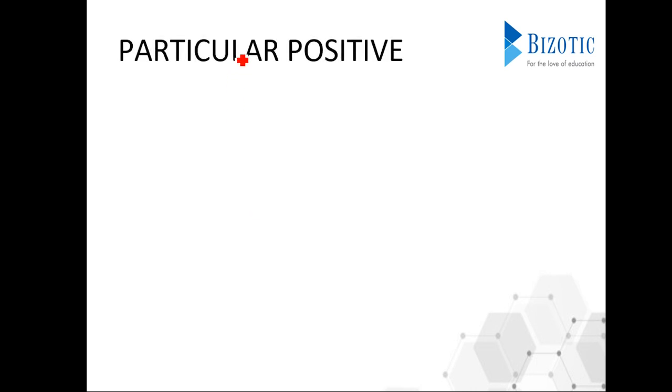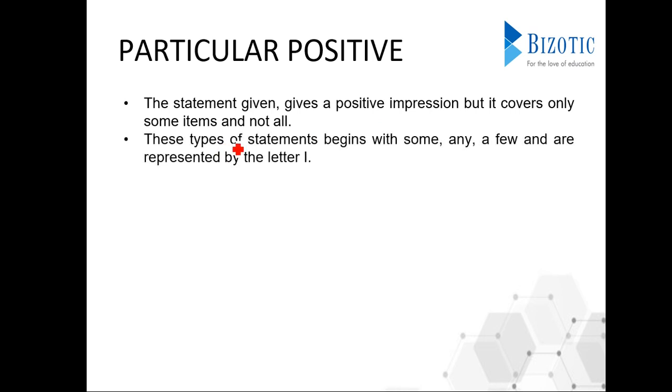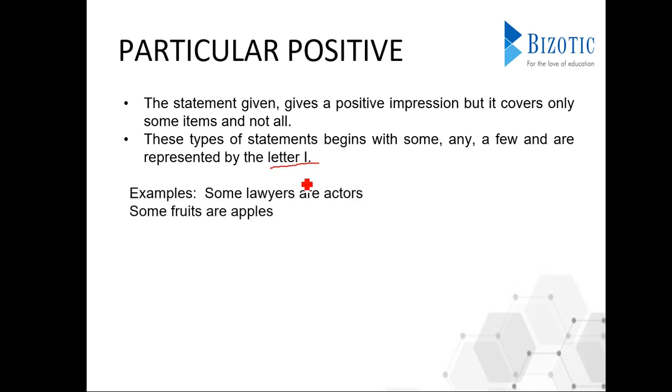Particular positive is the third type. The statement given gives a positive impression, but it covers only some items and not all. These types of statements begin with some, any, a few, and are represented by the letter I. Some of the examples: some lawyers are actors, some fruits are apples, some staplers are mobile, few books are keys.